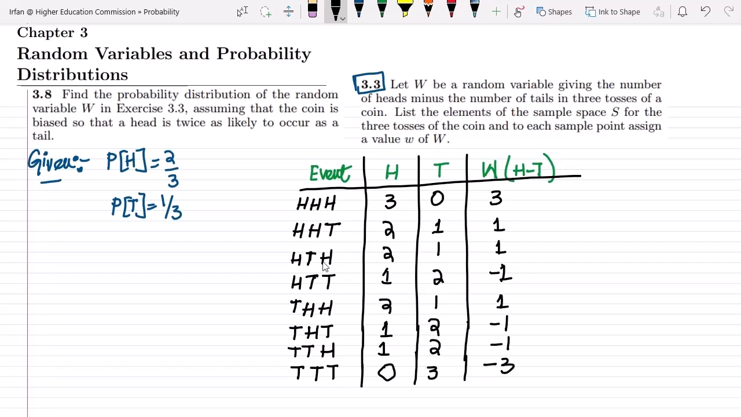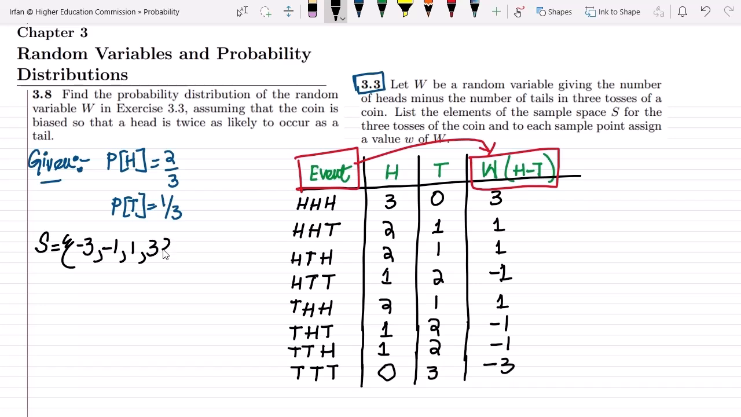Okay, so these are the events, and with respect to those events we have the value of w, which is given here. In order to do so, the sample space for this is the number of heads minus the number of tails. So it would be -3, -1, 1, and 3. These are all the values which we have for w in the event where a coin is tossed 3 times.